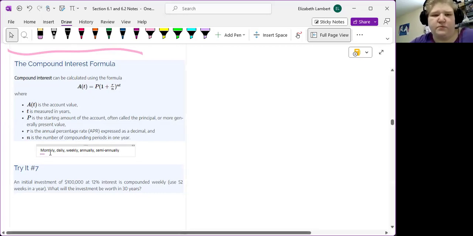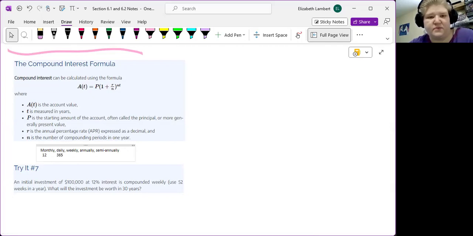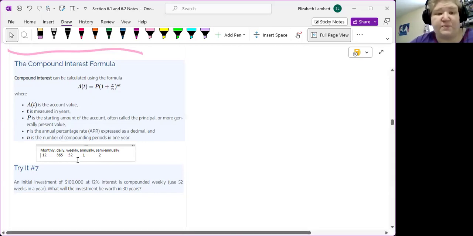So monthly is 12, daily we use 365. Weekly we use 52. Annually would be once a year. Semi-annually would be twice. So those are just what the N values would be that correspond to those words.